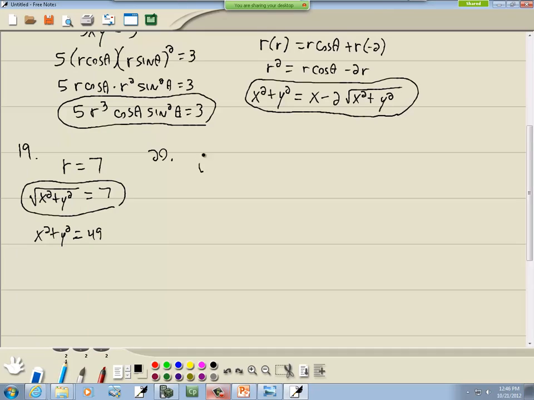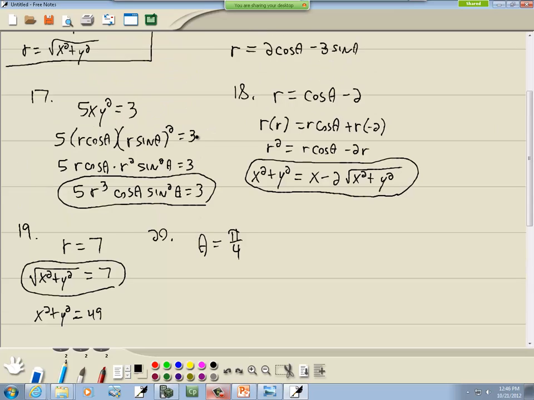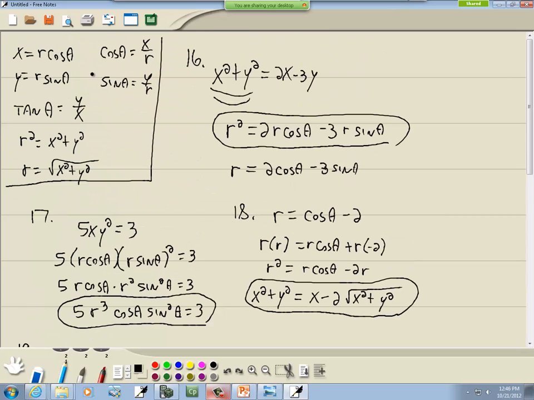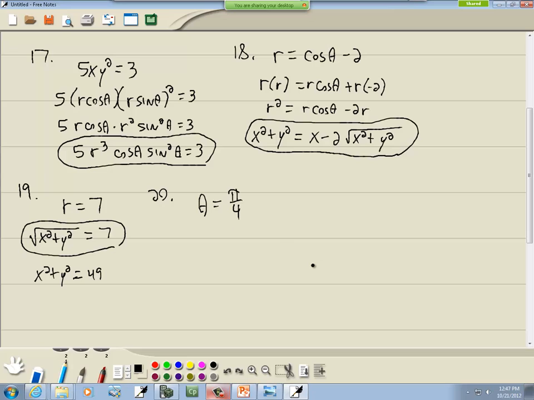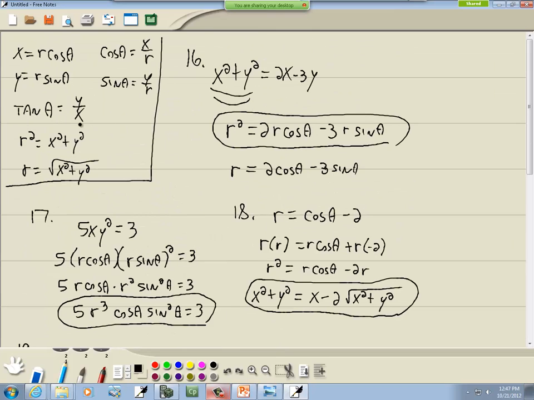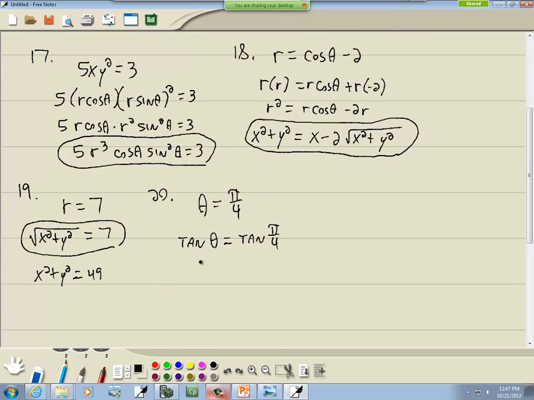This one's a little bit tricky. Theta is equal to pi over 4. If I come up here, I don't have any formula just for theta. But I do have tangent theta, so let's work with that. What I can do is down here I can go ahead and take tangent of both sides. So we got tangent theta is equal to tangent of pi over 4. Now over on the left side, tangent theta is from our formula y over x. This one right here. So I can replace that with y over x.